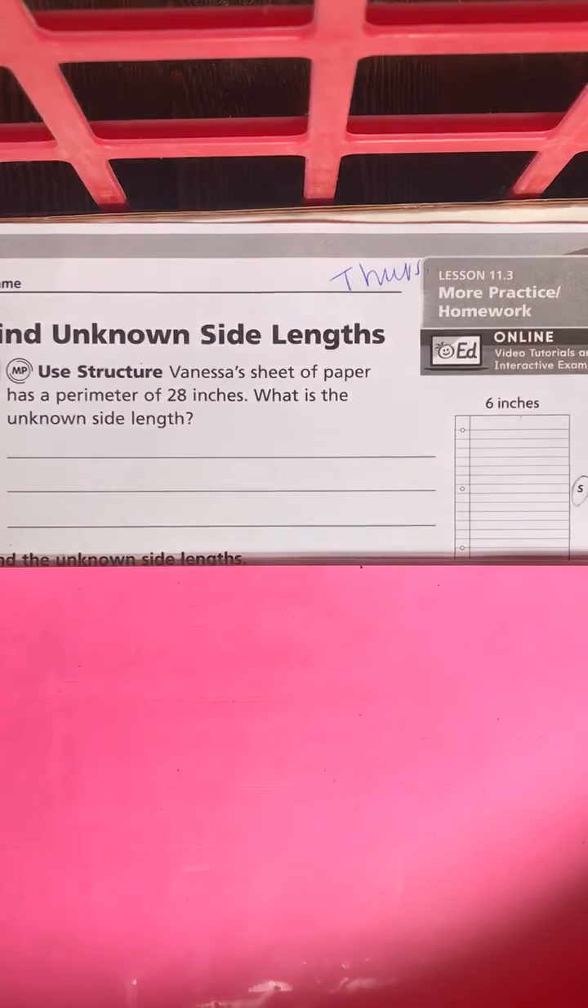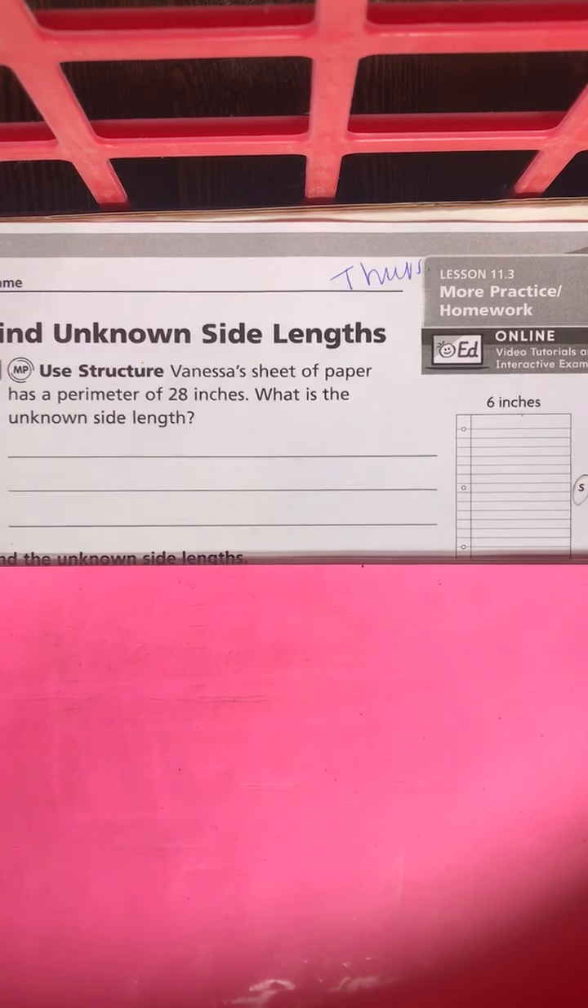Everyone. Today's video is going to help you with workbook pages 117 and 118. Let's take a look at number 1 together. Number 1 says Vanessa's sheet of paper has a perimeter of 28 inches. What is the unknown side length?